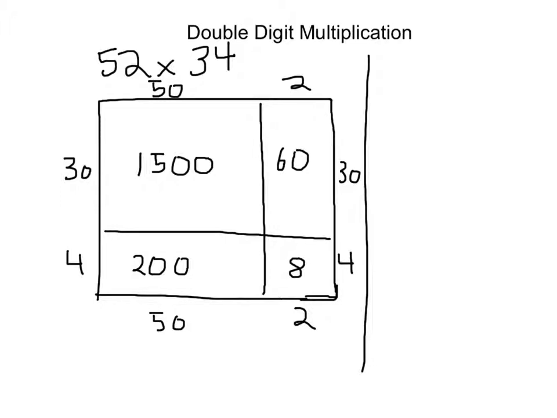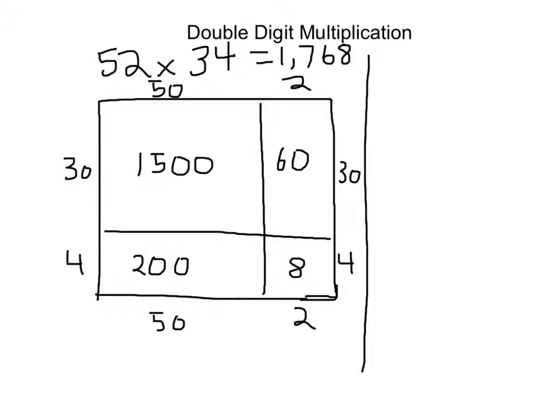So the last step here would be to add all those things up. I don't have room to write an equation, but if we did 1500 plus 200 plus 60 plus 8, looks like we're going to get 1768. So the answer to that equation would be 1768. Pretty simple.